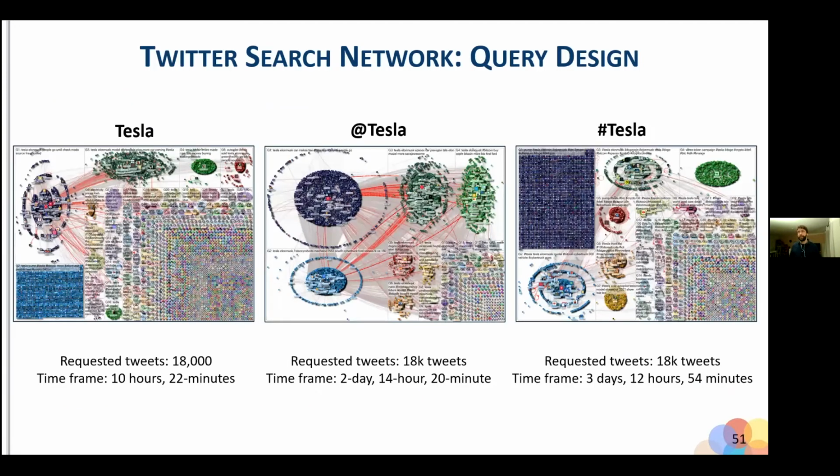And here's an example. If you just look for the search word Tesla, you get 18,000 tweets, maybe a 10 hour time frame. If you put an @ before Tesla, then you only get tweets that are directed at Tesla or written or sent by Tesla. And if you use the hashtag Tesla, then you only get tweets that are posted under this hashtag. Going back to just Tesla, on the left here, only Tesla will include @Tesla and hashtag Tesla. So that may be important.